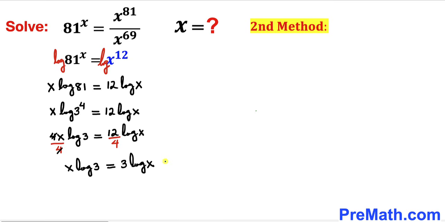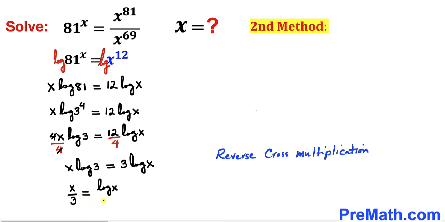And now let's focus on this equation once again. If we apply the reverse cross multiplication, then this equation could be written as x divided by 3 equals log of x divided by log of 3. In other words, if we cross multiply this way, we are going to get x times log of 3, and that is going to be equal to 3 times log of x on the right hand side.